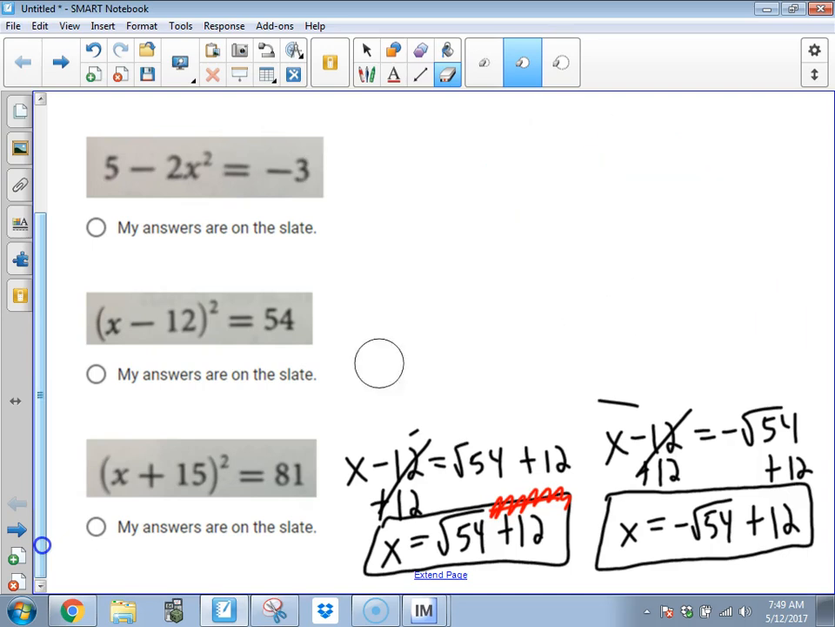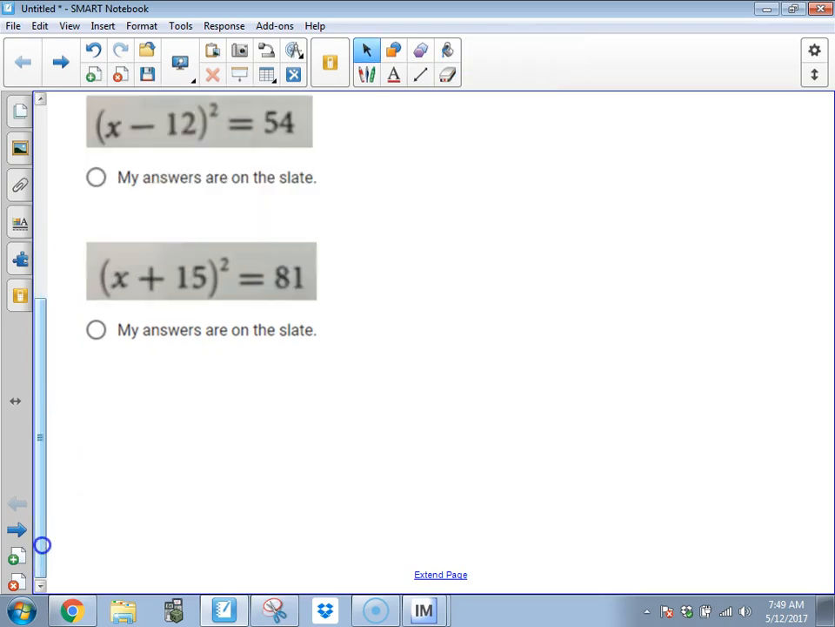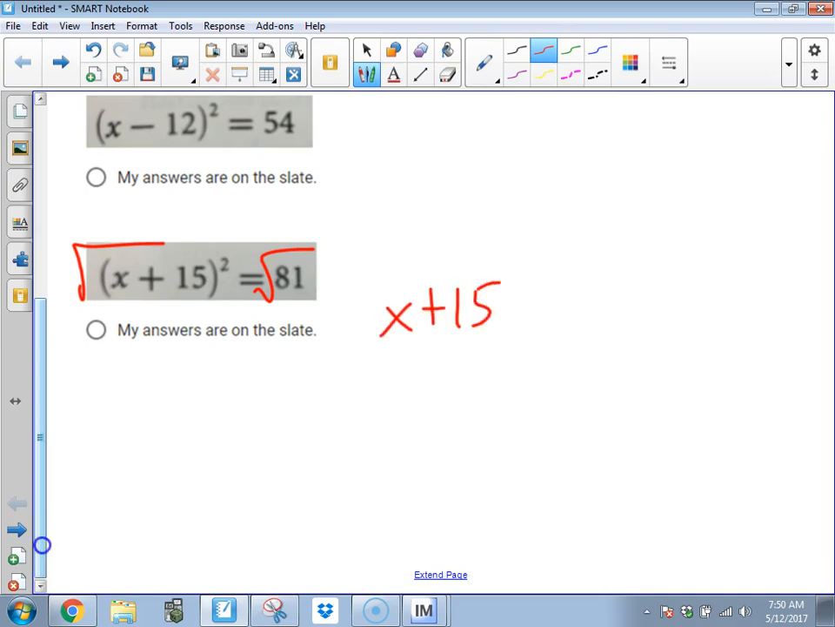Next problem. Last one. Many of you could get both of these quizzes done today. First step, notice that the 15 is on the inside, so the first step is not going to be to move the 15. I can't do it yet. I first need to take the square root. Notice I'll put down x plus 15 equals, that's because the square root and square cancel, plus or minus the square root of 81.